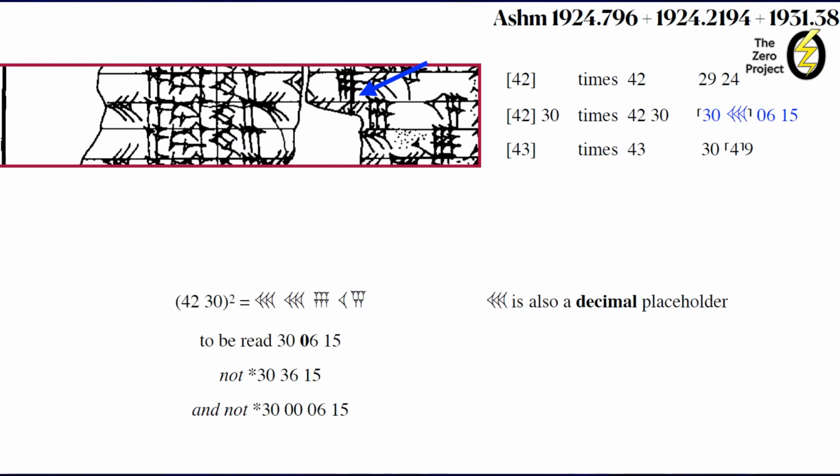On the back, we have another 4230 times 4230 with this 30 appearing, where it is actually serving as a decimal placeholder, like Gan and A in the earlier periods. This number here is to be read 3615, not 303615, or 3000615, as it would be if it were a sexagesimal placeholder. This is another reason why it is a rather bad choice, but it was the choice made. And as far as we know, it's the earliest choice made for an explicit sexagesimal placeholder.